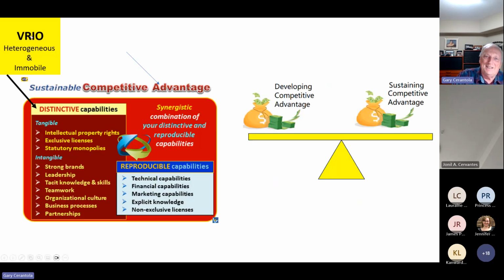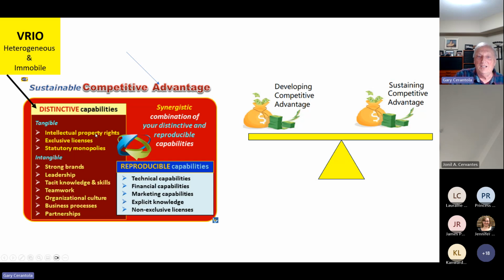So again, I'm introducing VRIO, and I'll explain what that is. Essentially, there are two main components, heterogeneous and mobile. What heterogeneous means is really distinctive. Hetero means there's nothing like it. It's very different from everything. And then mobile means people can't copy it as easily. So you can see that in order to create this competitive advantage, you have some tangible, distinctive capabilities that you can create in terms of intellectual property rights.